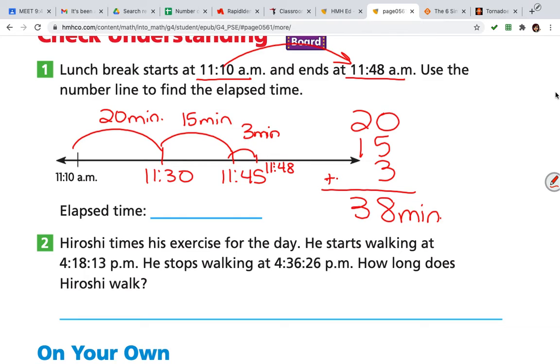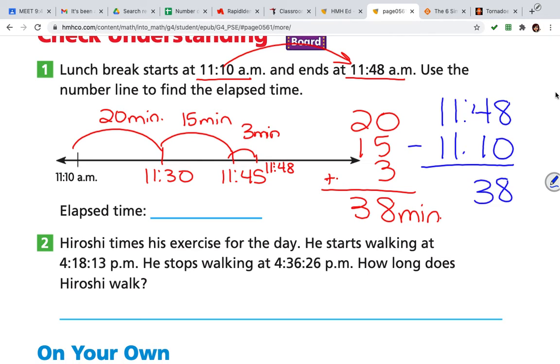Another way you could have done this is 11:48 subtract 11:10. This is what we did on the other problem. So we can solve this one pretty easy without converting our hours to minutes. So 8 take away 0 is 8. 4 take away 1 is 3. And 11 take away 11 is 0. So it's 38 minutes. All right, number 2.